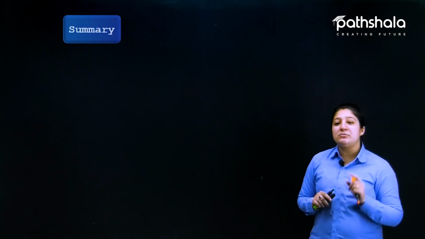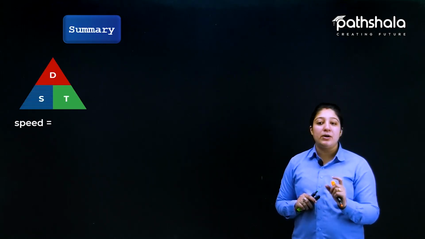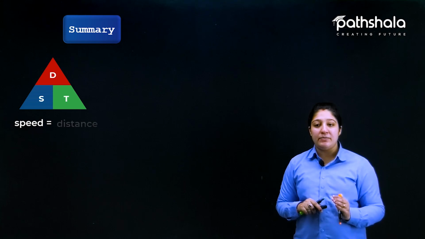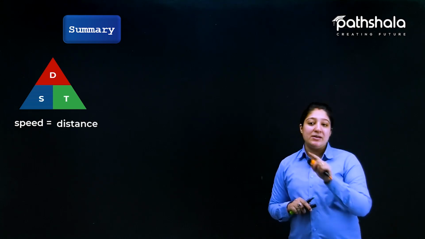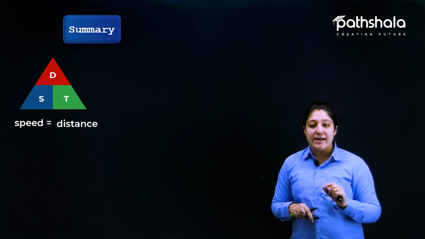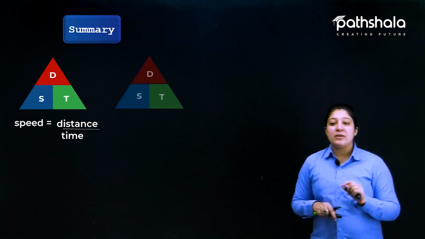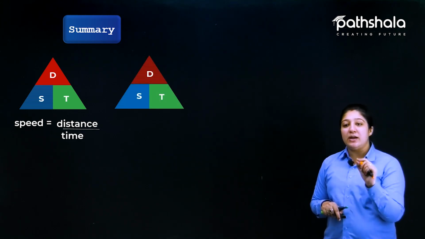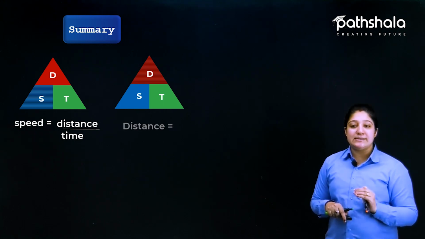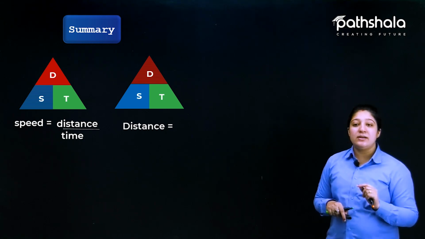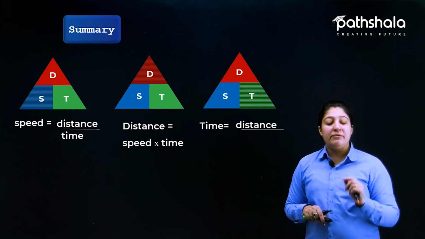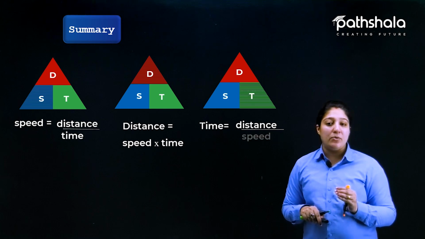Now here is a small trick for you to learn or just remember the formulas of distance, speed and time. Here you can see that I have made a triangle where distance, speed and time are mentioned, and from that triangle different formulas are made. Like in the first case, if we need to find the speed, as we know, it is distance upon time. In the second case, distance becomes speed into time, and in the third case, where we need to find the time, it is distance upon speed.